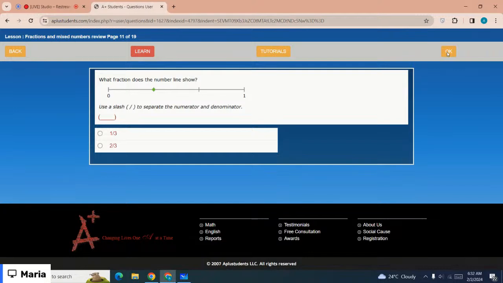What fraction does the number line show? Which is the correct option? The correct option is that is 1 over 3.